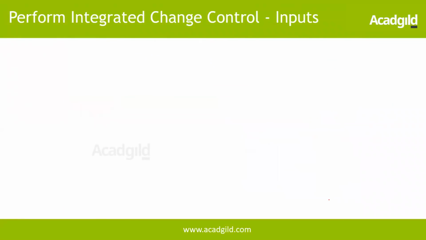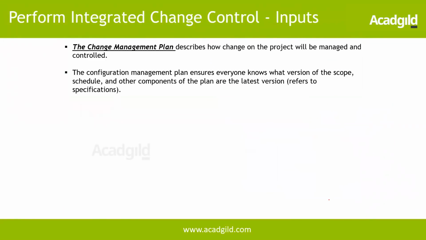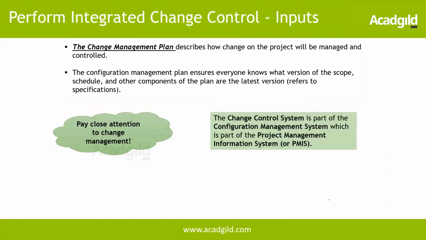Let's look at some of the key things with respect to Perform Integrated Change Control, which is the change management plan. That's going to describe how changes on the project will be managed and controlled. There's a change management procedure that we define, which will be discussed and approved by all the stakeholders. And any changes in future, once this document is baselined, we'll have to adhere to the processes mentioned in this change management plan.